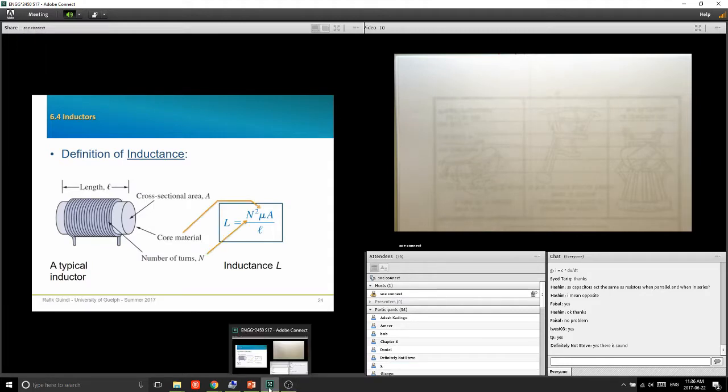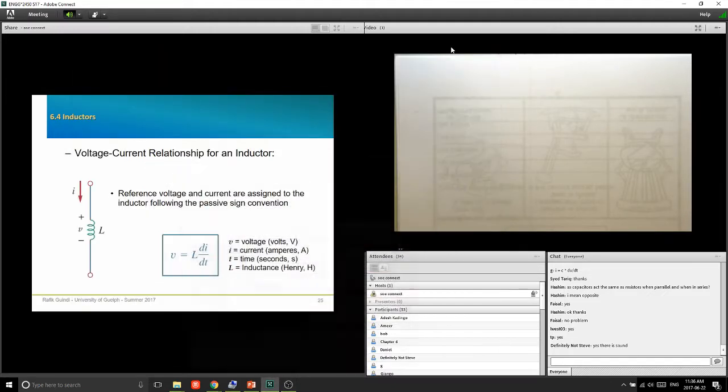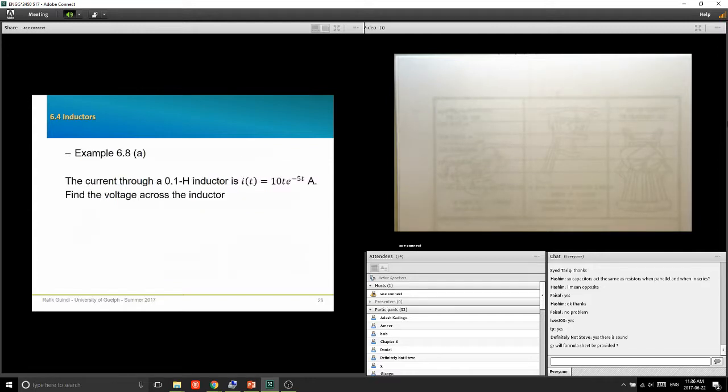Definitions, we did that last time. We looked at how the inductance L is affected by the physical structure of that coil. And this is the voltage-current relationship of the inductor. So V across an inductor, if there's an inductor that carries a current I, V is going to be equal to L di/dt. Okay.